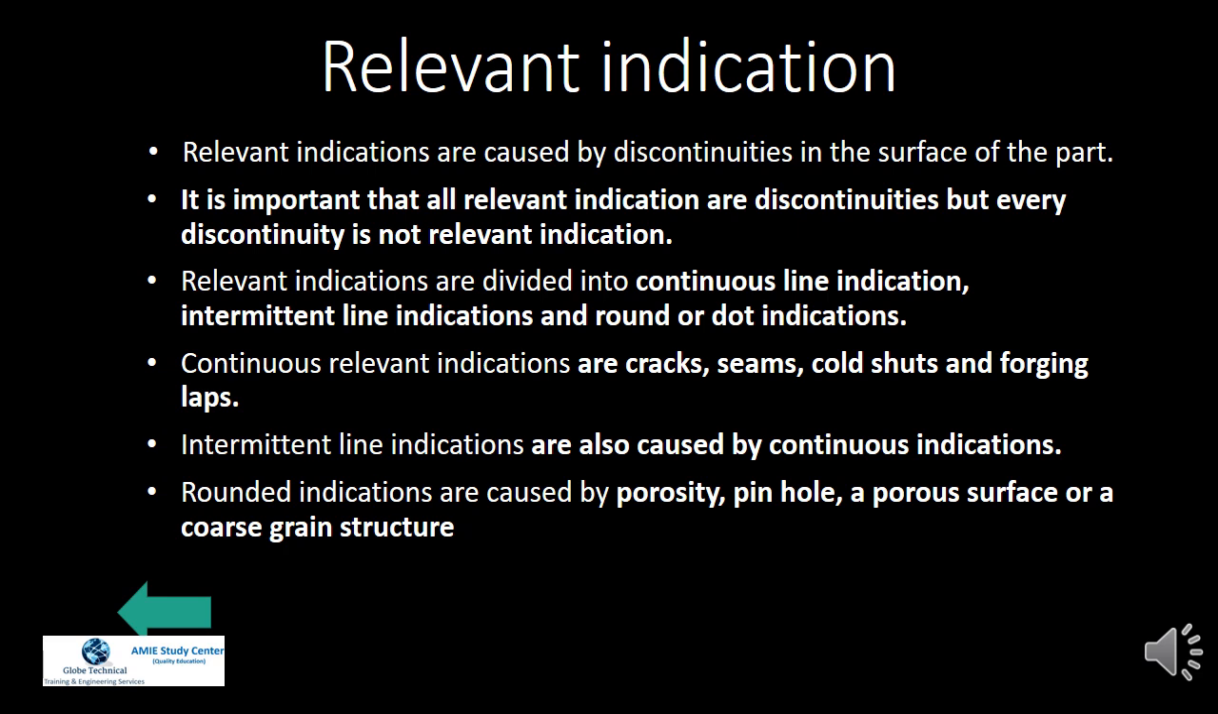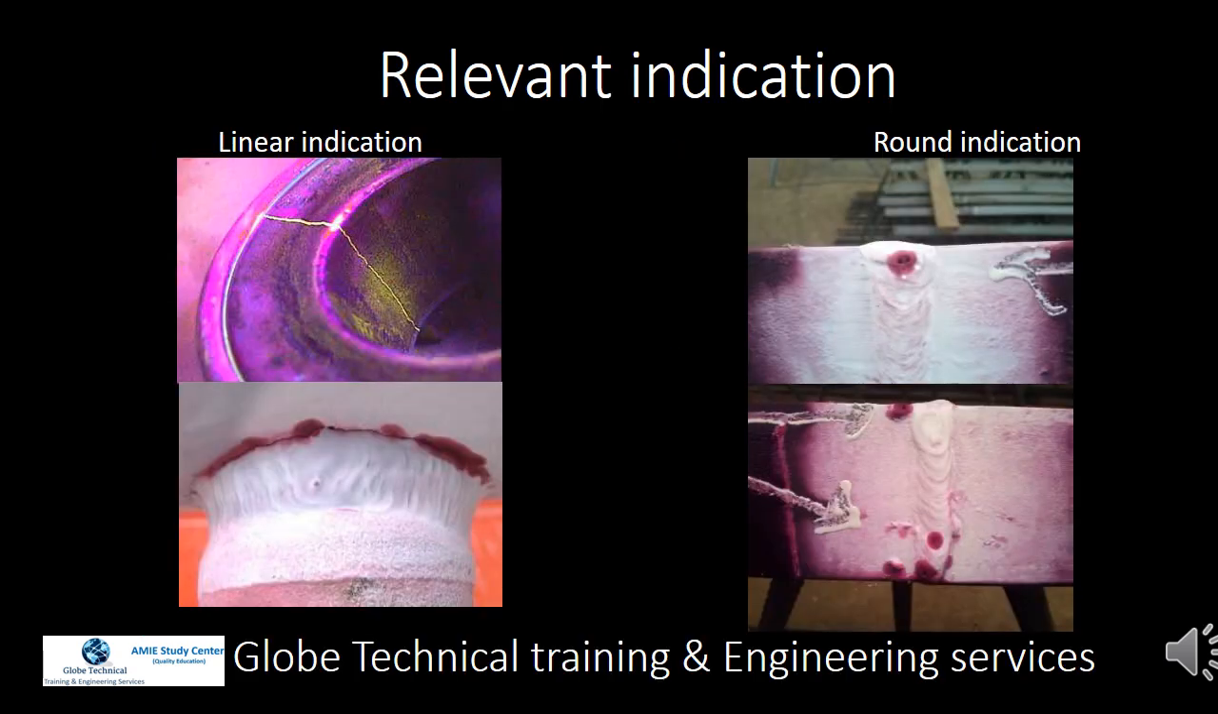Relevant indications are divided into continuous line indications, intermittent line indications and round or dot indications. Continuous relevant indications are cracks, seams, cold shuts and forging laps. Intermittent line indications are also caused by continuous indications. Rounded indications are caused by porosity, pinhole, a porous surface or a coarse grain structure. Some examples of relevant indications.